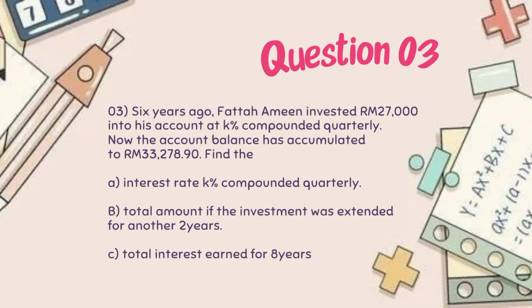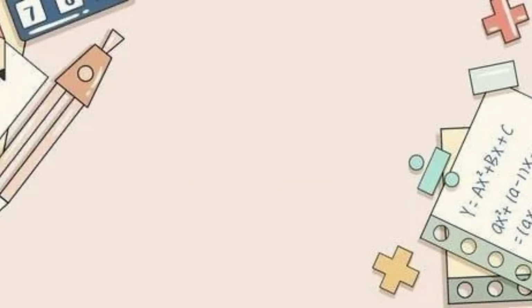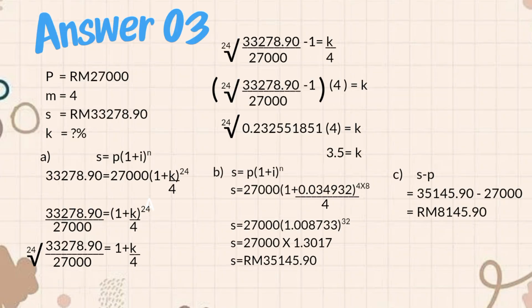For question 3, 6 years ago, Fatah Amin invested RM27,000 into his account at K% compounded quarterly. Now the account balance has accumulated to RM33,278.90. Find A, the interest rate K% compounded quarterly. B, the total amount if the investment was extended for another 2 years. And C, the total interest earned for 8 years.